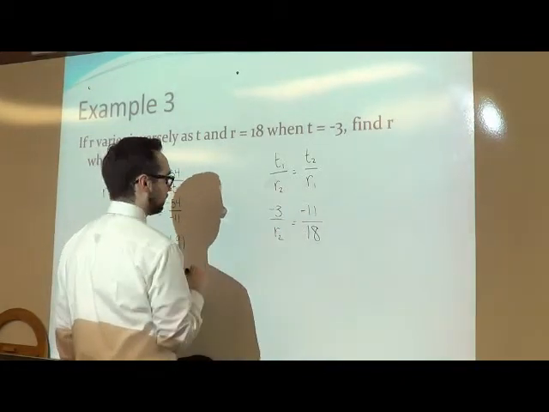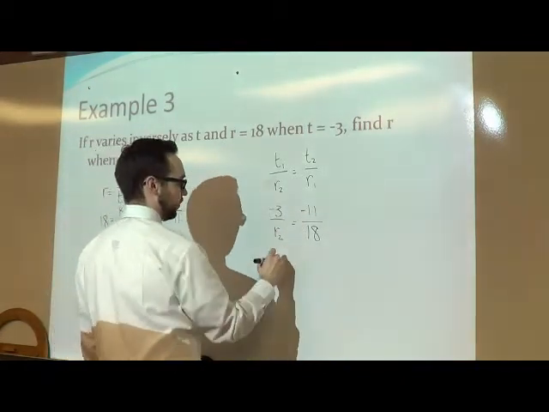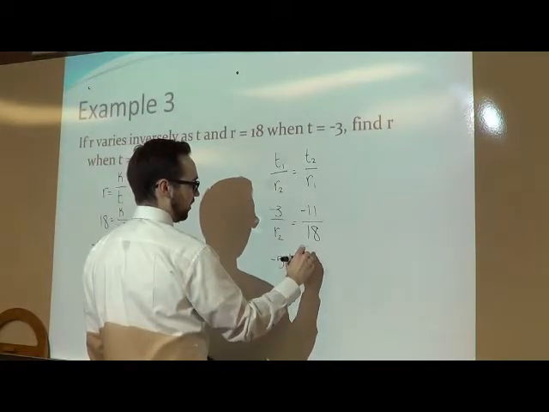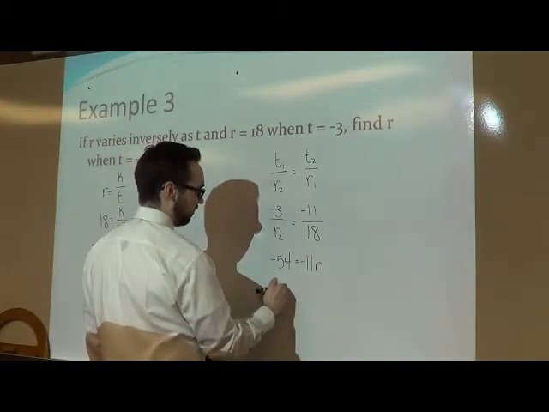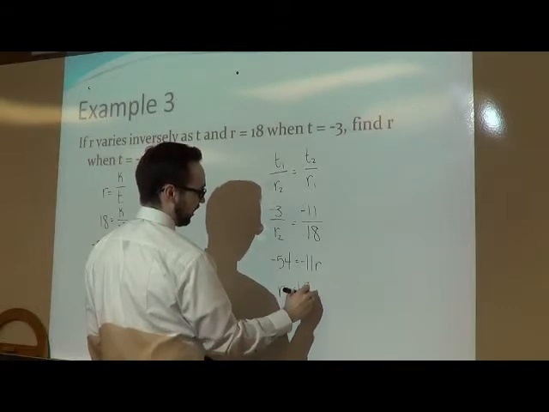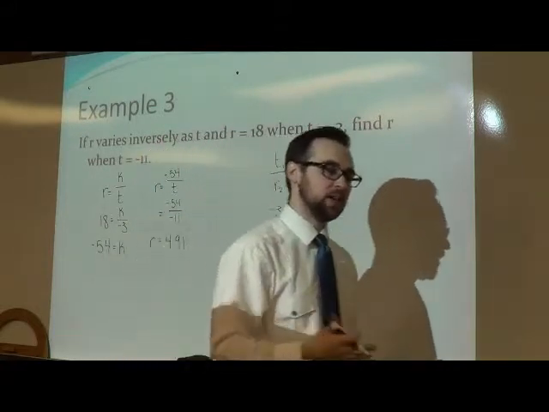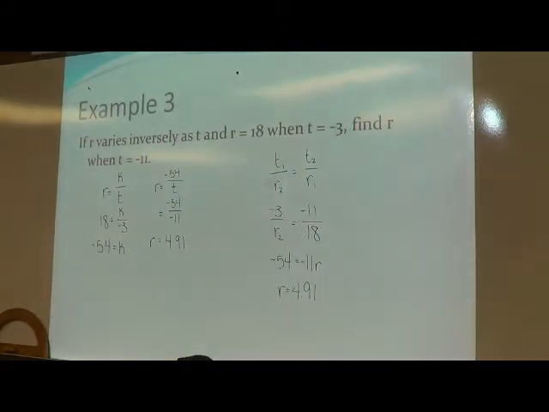So we cross multiply. So we get negative 54 is equal to negative 11r. Divided by negative 11, r is still going to be 4.91. So again, it's doing the same thing, you're just doing them two different ways.